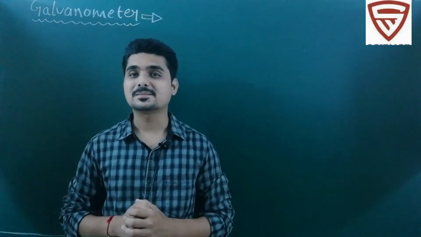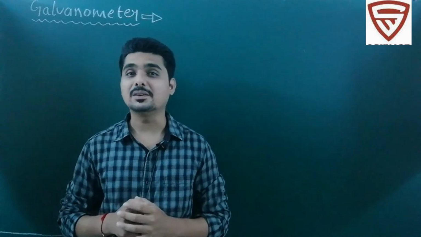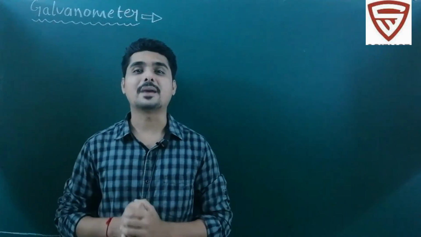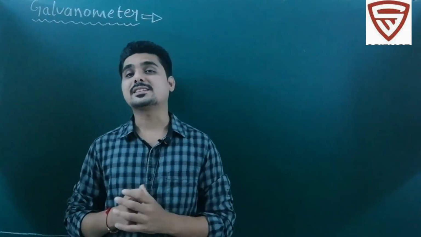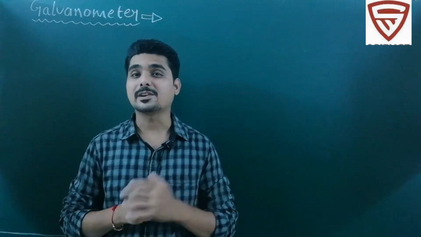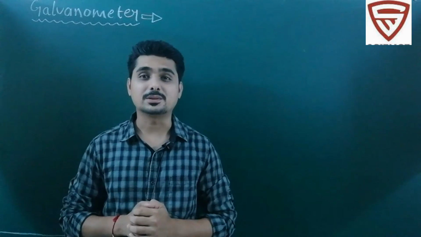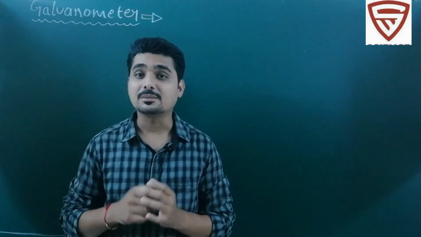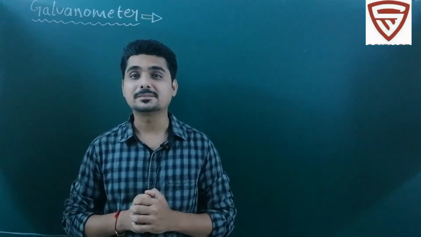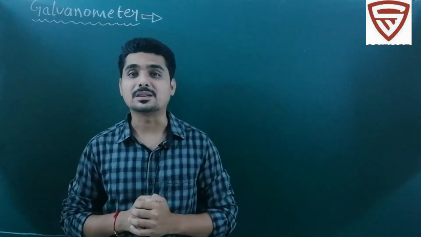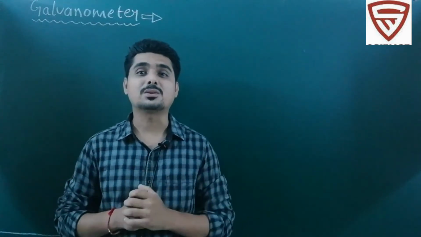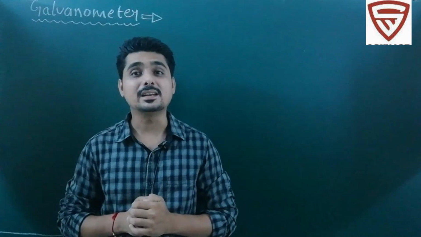Hello students, now we are going to start our new topic of magnetic effect of current and magnetism. In this lecture we will study about the galvanometer, and I think you have heard about it before. Can you guess where? Yes, in the Wheatstone bridge. When we were studying the Wheatstone bridge, we used a galvanometer in it.